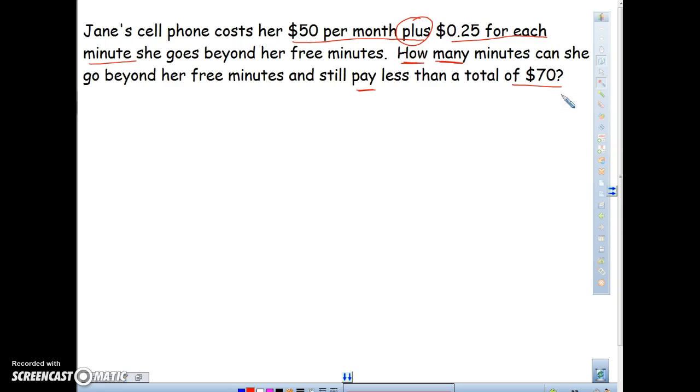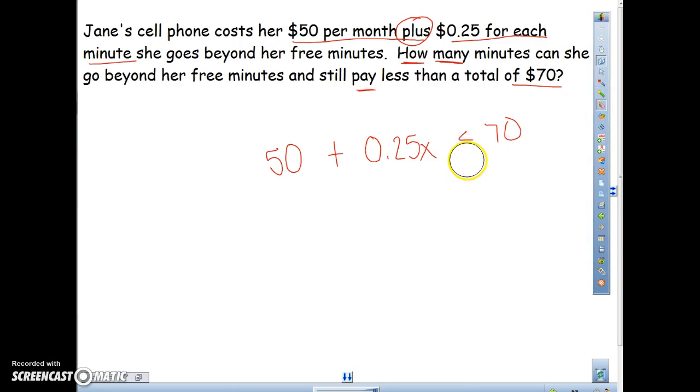So you have to write the equation, figure out your symbol, and then solve. So the first thing it says she pays is $50 per month plus, so we're going to use an addition sign, 25 cents per minute she goes beyond her free minutes. That's how we know where our variable goes, because it's 25 cents times how many minutes above her free minutes. She just wants to pay less than a total of $70. So she doesn't want to pay 70. She wants to pay less than 70.